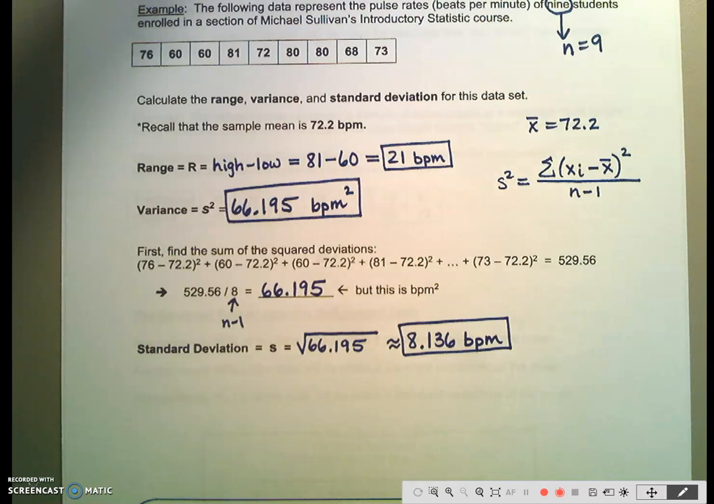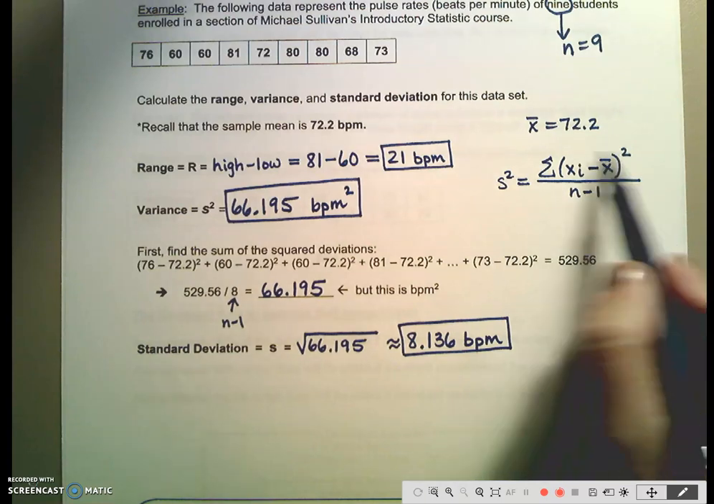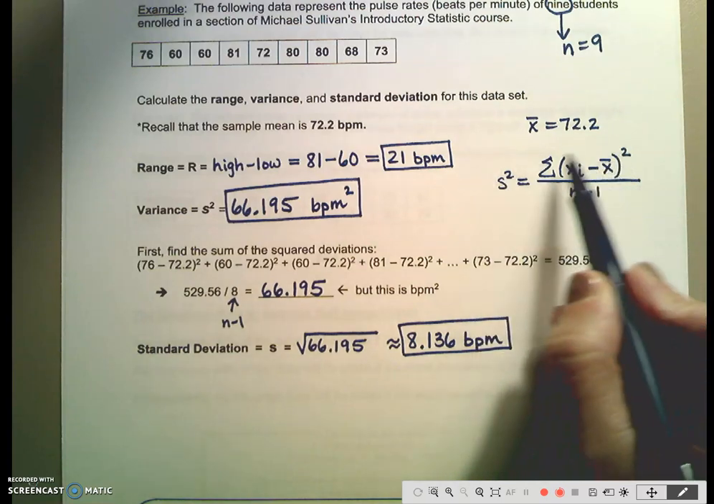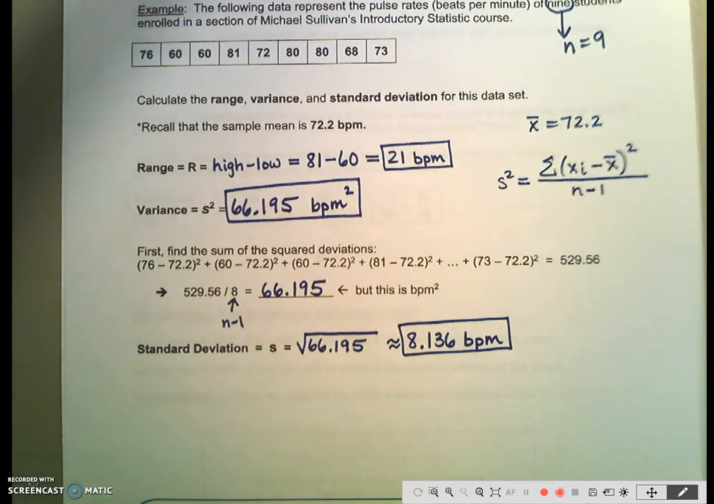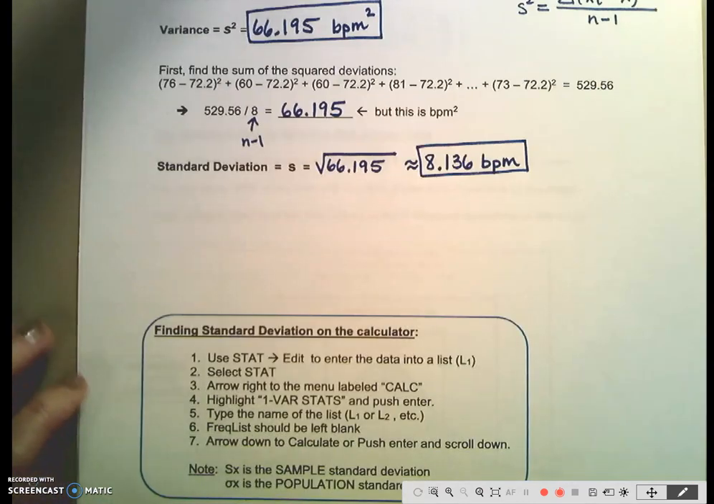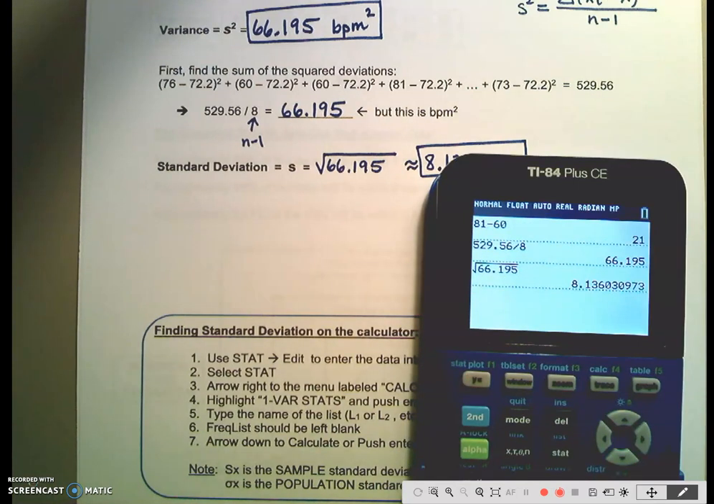All right, so that's how we do it by hand, but I am certainly not expecting you to crank out variance by hand. Again, we can say we've done it. Like I always say, been there, done it, got the t-shirt, we can move on. So now what we want to do is get it off the calculator. So I actually already showed you how to do this.